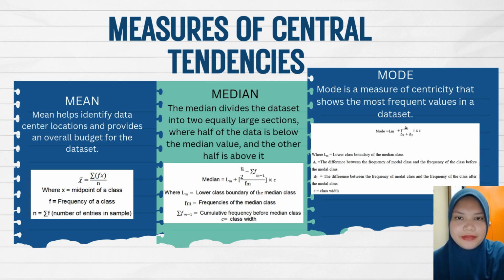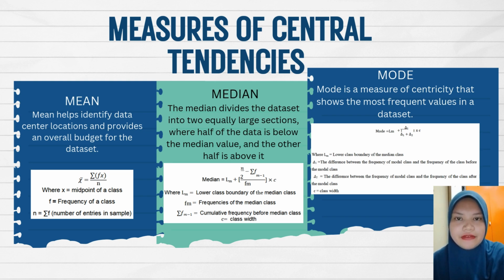Mean. Mean helps identify data center location and provide an overall picture of the dataset. The formula for mean is x bar, where x is the midpoint of a class, f is the frequency of a class, divided by n, the number of observations in the sample.